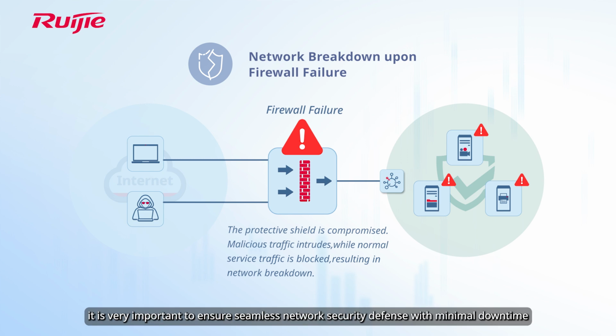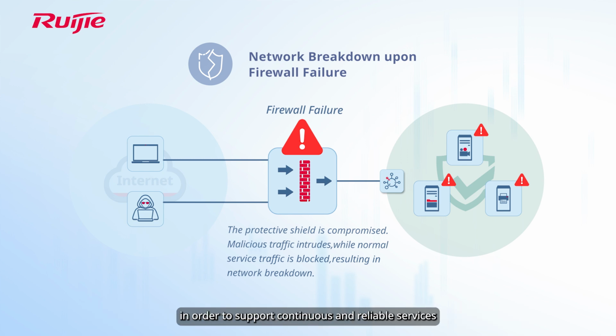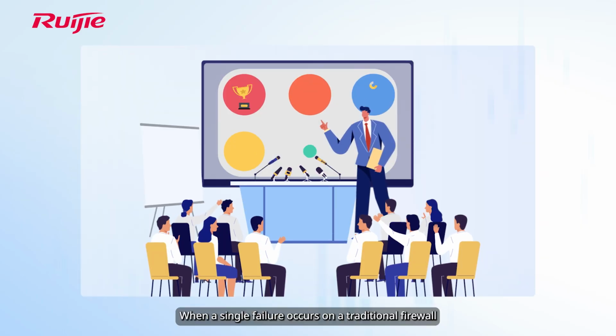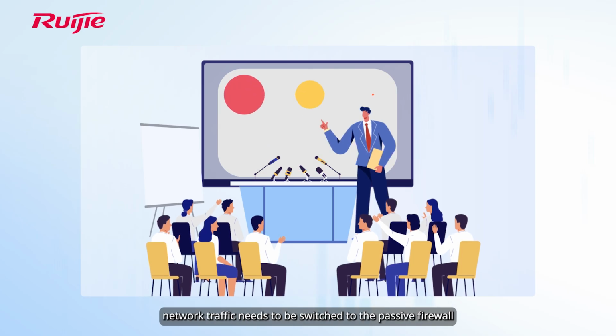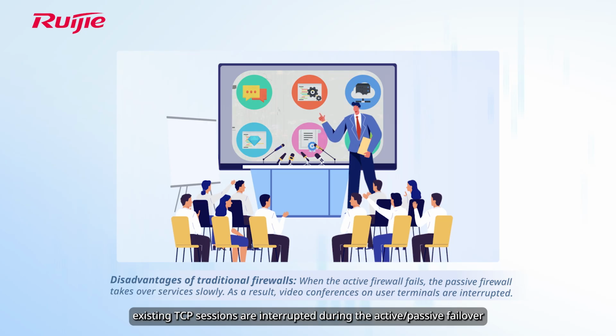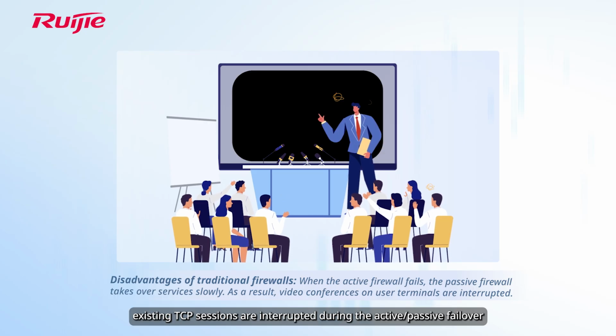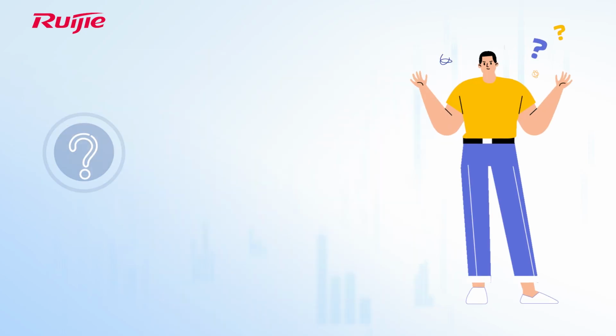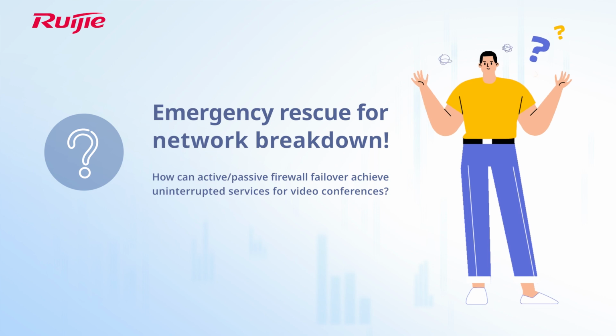Therefore, it is very important to ensure seamless network security defense with minimal downtime, in order to support continuous and reliable services. When a single failure occurs on a traditional firewall, network traffic needs to be switched to the passive firewall. However, existing TCP sessions are interrupted during the active-passive failover, and user information cannot be synchronized after the failover. Emergency rescue for network breakdown. How can active-passive firewall failover achieve uninterrupted services for video conferences?